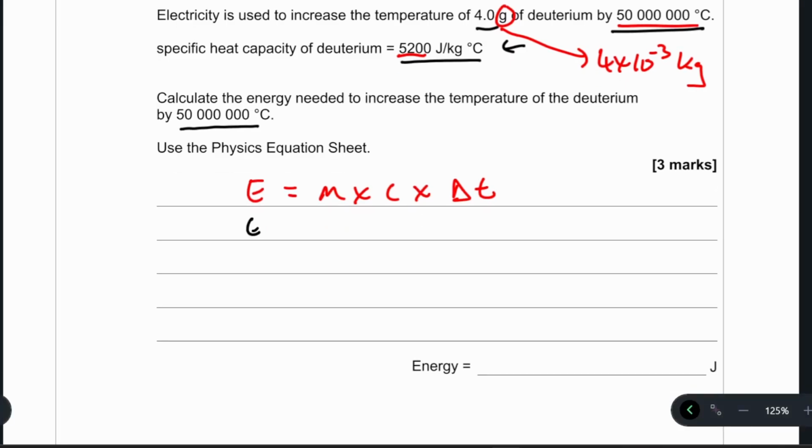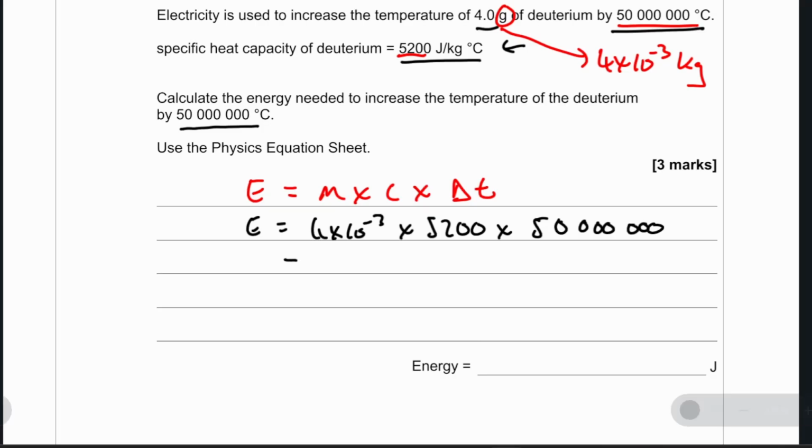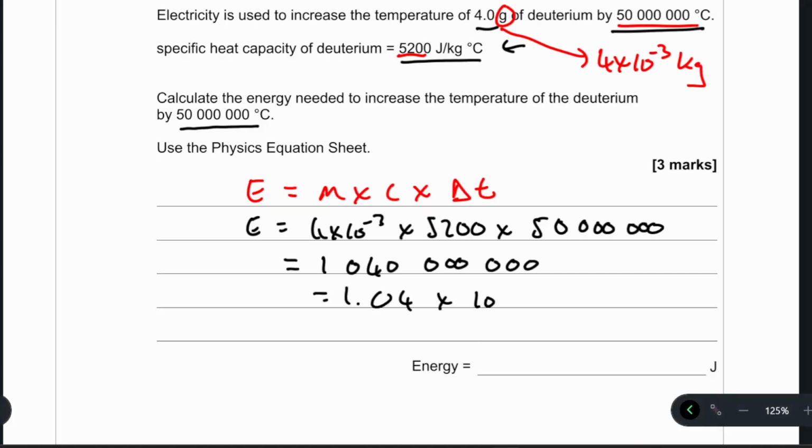So the energy is going to be equal to the mass, so we know it's 4 times 10 to the minus 3, multiplied by the specific heat capacity, which is given to us as 5200, and multiplied by the difference in temperature, which is 50 million degrees Celsius. Okay, and when you put that all into your calculator, you should get an answer of 1 billion and 40 million, or approximately 1.04 times 10 to the 9 joules. And that's exactly what we want to write in there. Okay, so that's that.